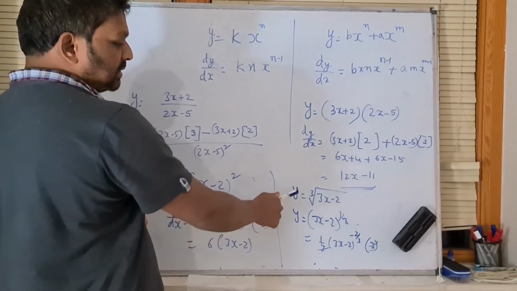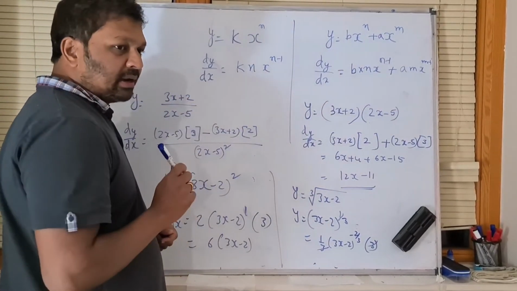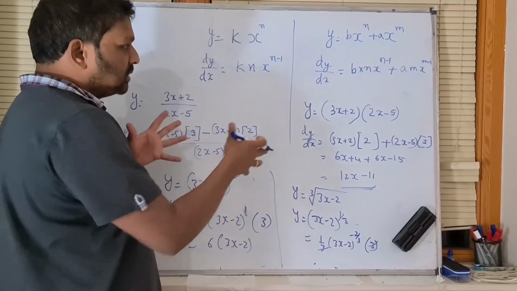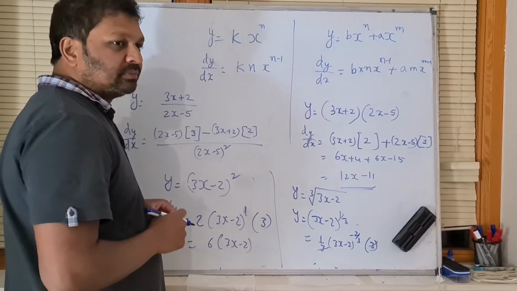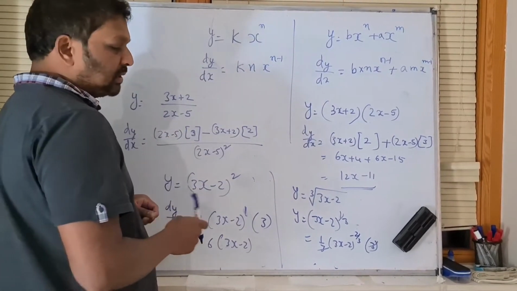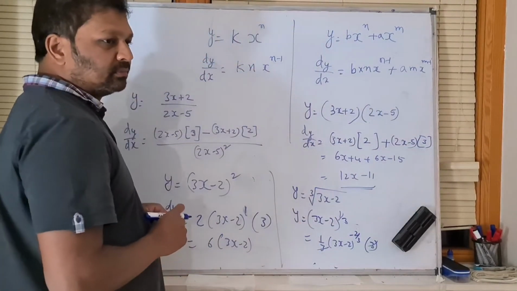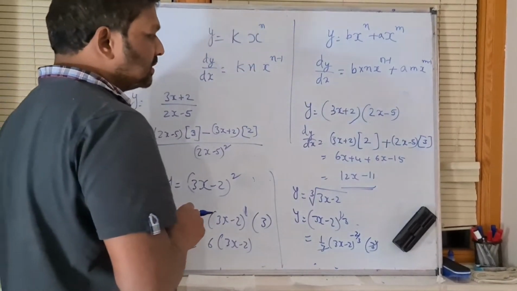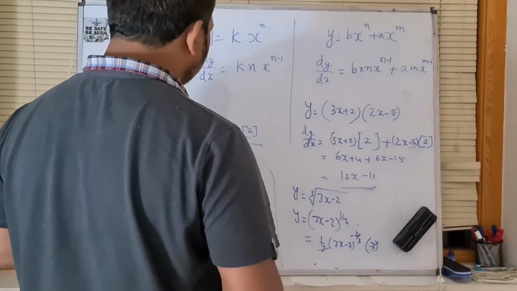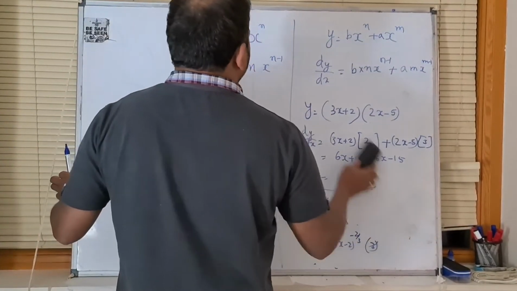Say this comes to your mind, like which of these forms it belongs to. This can be written as 3x minus 2 whole to the power of 1 by 3. Powers and exponents, the basics of powers and exponents.